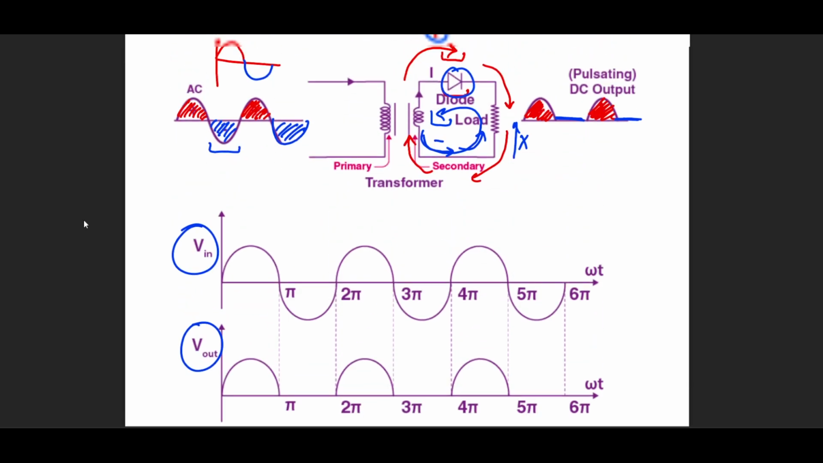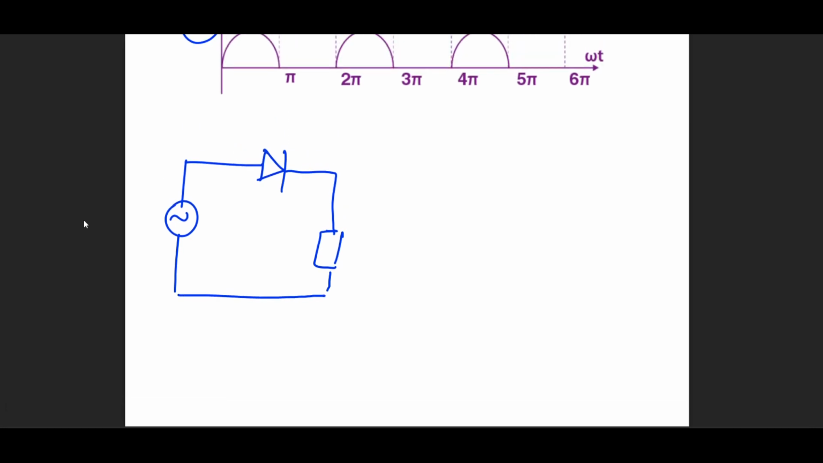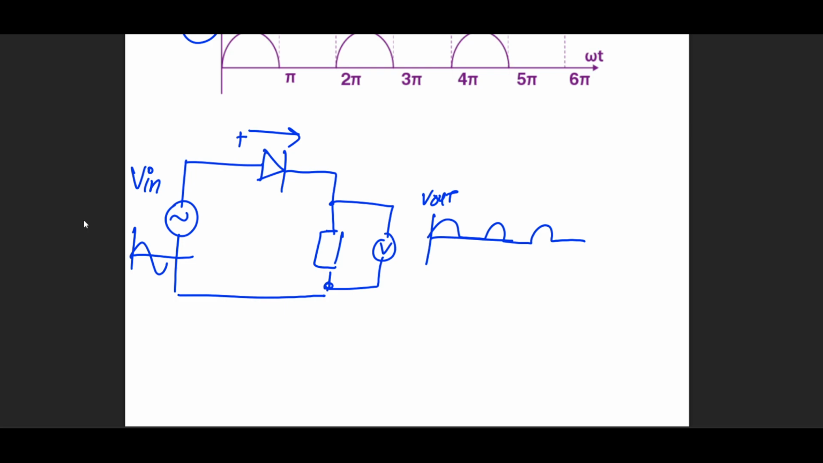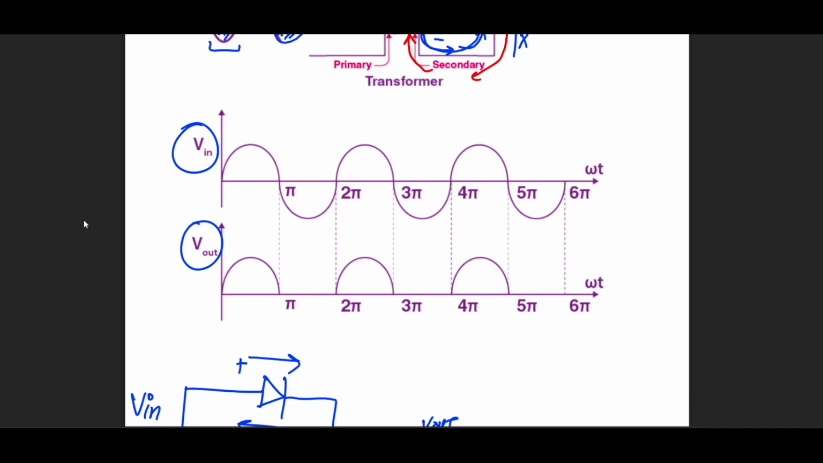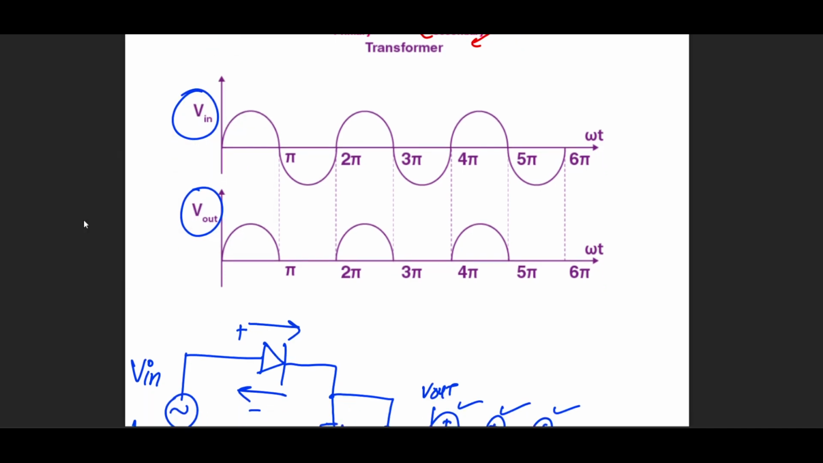And please don't be confused by the transformer. What you could have done simply is provide an AC supply, connect a single diode, and connect a resistor across it. This is the simplest understanding. This is your V input, an AC signal. If you connect a voltmeter across the resistor, that will be your V output. And that would be pulsating, because positive current is allowed and negative current is not allowed. So positive current exists, positive current exists, positive exists. But the negative cycle, which was supposed to be like this, has been eliminated in this diagram.